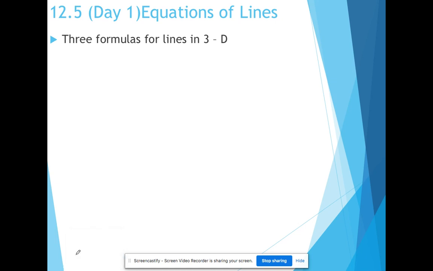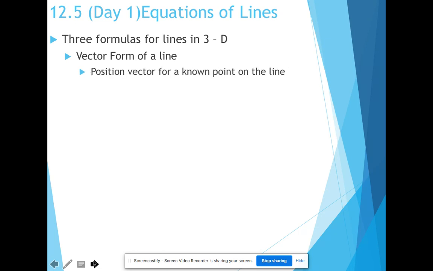Hey kids, we are back to equations of lines, right? Since Algebra 1, you've been writing equations of lines. Remember in Algebra 1, you had multiple forms of a line: point slope, slope y-intercept, standard form. We kind of sort of have the same thing in 3 dimensions.